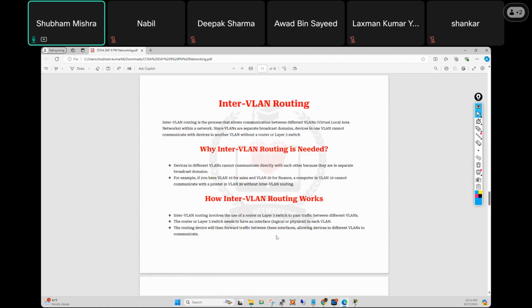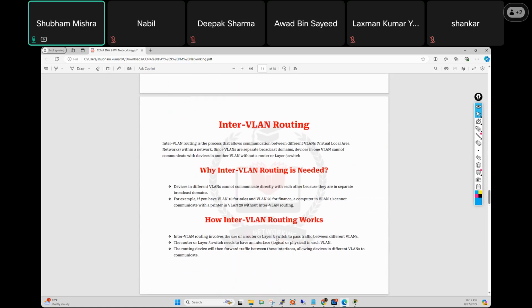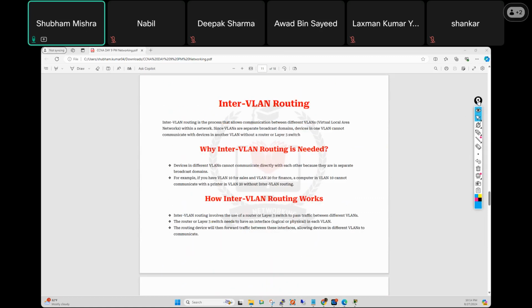Okay. So guys, today we are discussing inter-VLAN routing. Now, what do you mean by inter-VLAN routing? Who can define inter-VLAN routing? Inter-VLAN routing means we can make communication possible between different VLANs. That is called inter-VLAN routing. Clear? Tell me yes or no?